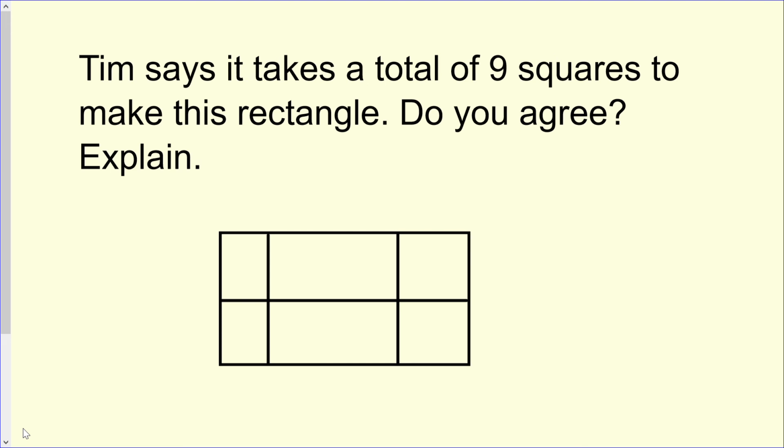All right, Tim says it takes a total of 9 squares to make this rectangle. Do you agree? Explain. Well, what do you know about partitioning rectangles into squares? Did he partition those into squares? These kind of look like squares, but are these squares? Nope, those are rectangles. What about these? These are actually rectangles too, and they're small. Are they all the same size? So I would say, no, Tim, sorry, I don't agree with you because you did not partition that rectangle into equal parts, into equal squares. So that would not be true that it took 9 squares to make that rectangle.